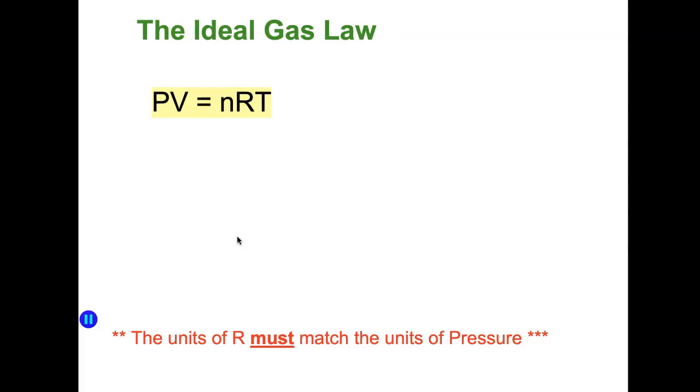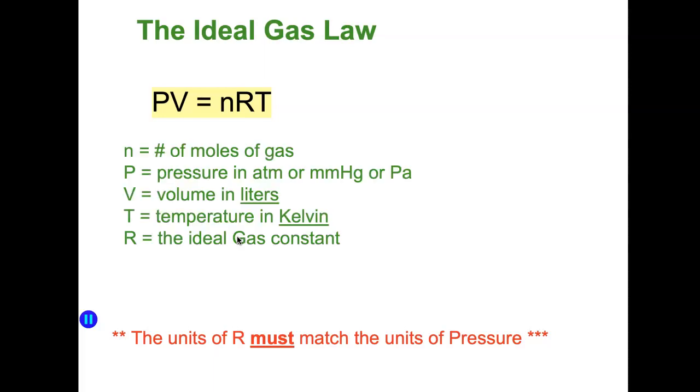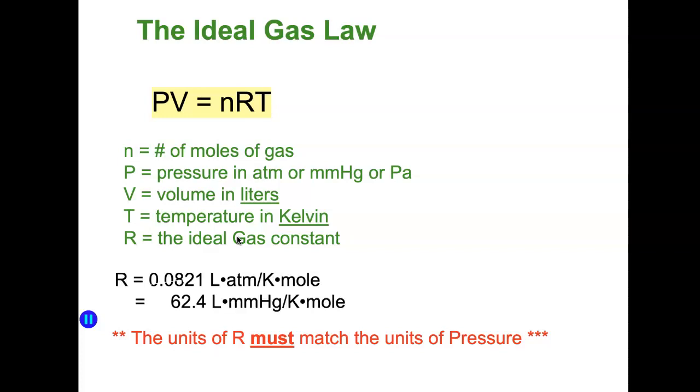The ideal gas law is PV equals nRT, where n is the number of moles of gas, P is the pressure in atmospheres or millimeters of mercury or maybe pascals. V is volume, and it's always going to be in liters. T is the temperature, and it must always be in Kelvin. And R is the ideal gas constant. And the units for the gas constant must match the units for pressure.